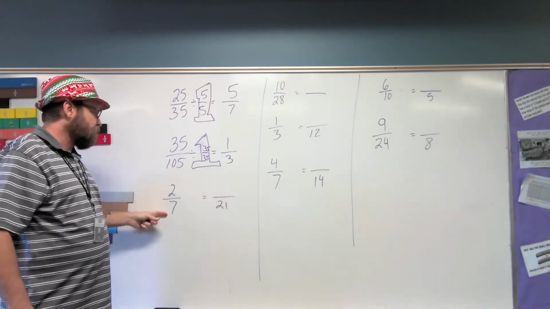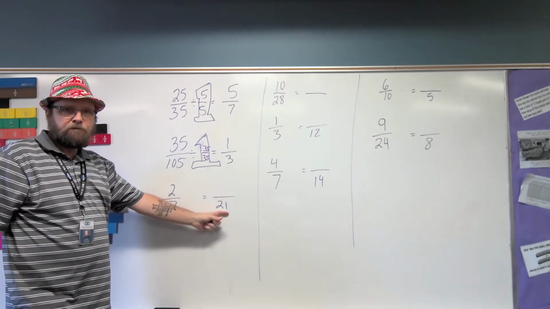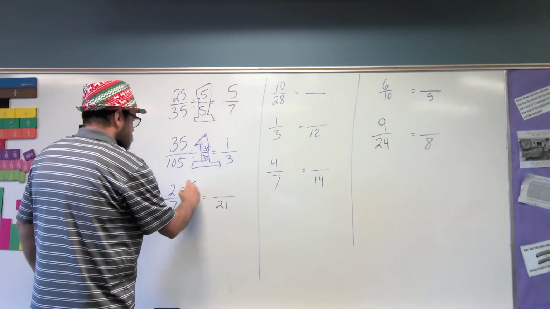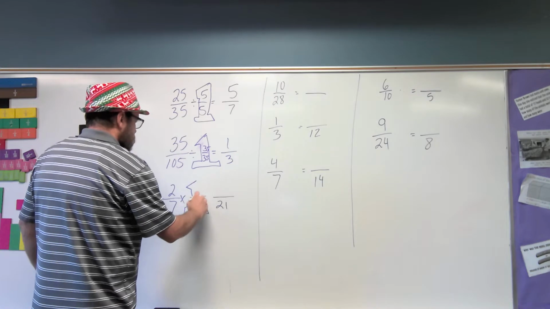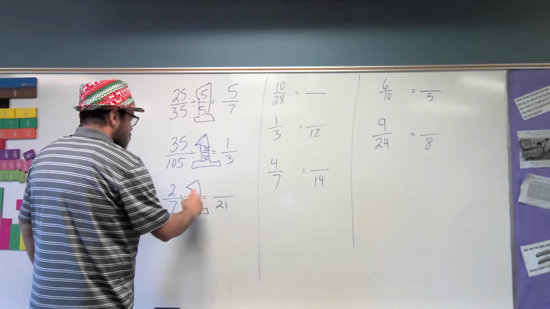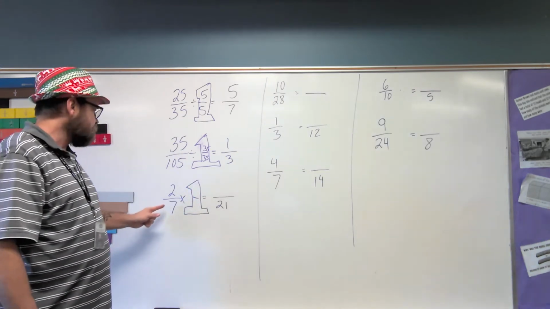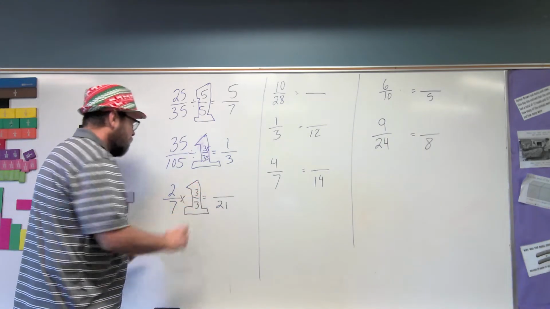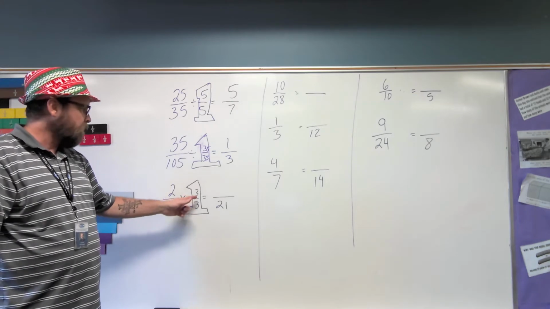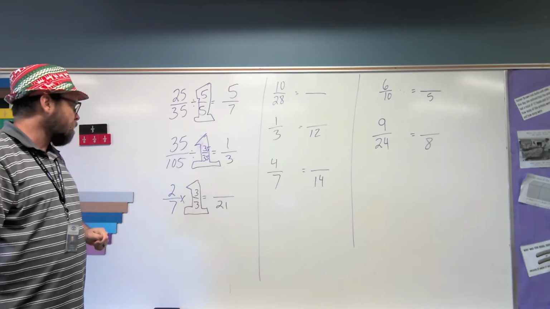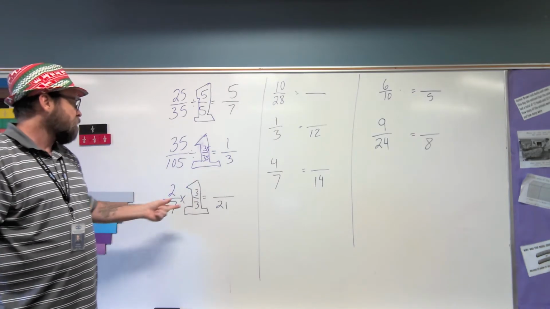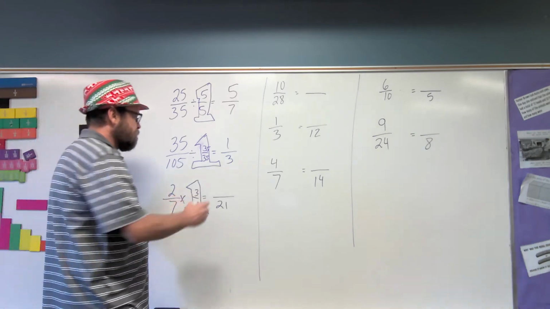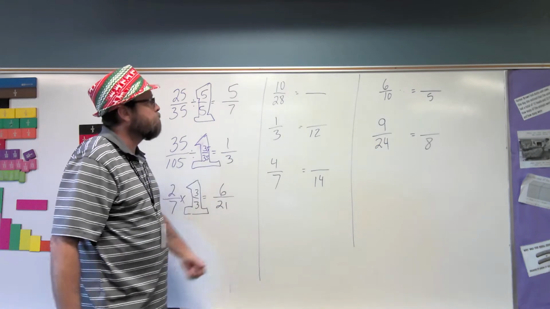Okay, 2/7. My new denominator is 21. I don't want to change the value, but 21 is getting bigger, so I'm going to multiply. And I want to multiply by a fraction that equals 1. So 7 times what is 21? 7 times 3 is 21. If I multiply my denominator by 3, I must also multiply my numerator by 3, because any fraction that has the same numerator and denominator equals 1. So 2 times 3 is 6.